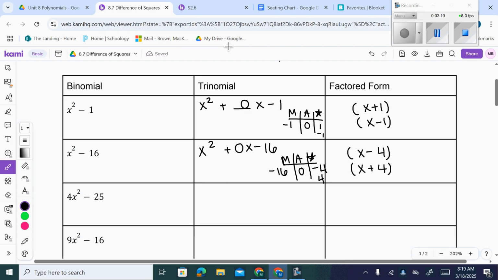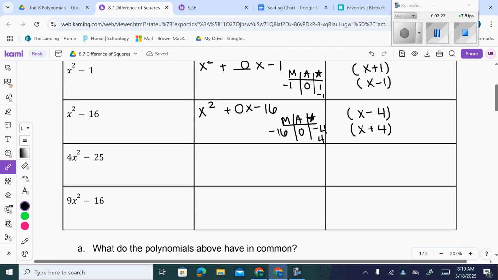And we're going to go to our next one. So, is there a GCF? Does anything go into 4 and 25? Does 5 go into 4 though? No. Does 4 go into 25? No. Okay, so let's expand this. We're going to make this 4x squared plus how many x's? 0x minus 25. How many terms is this now? 3, so set up your chart.